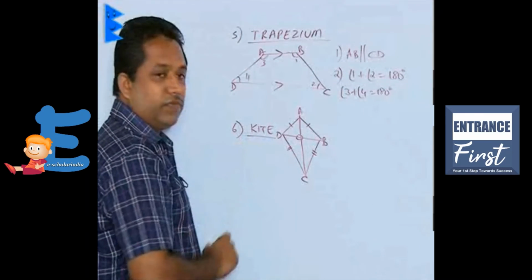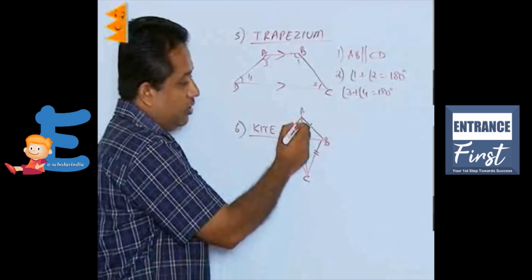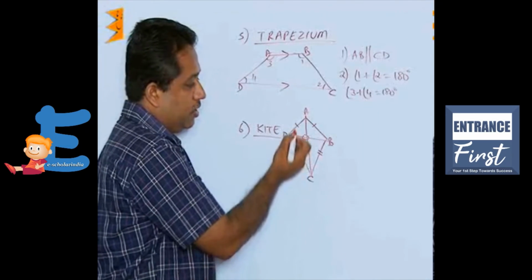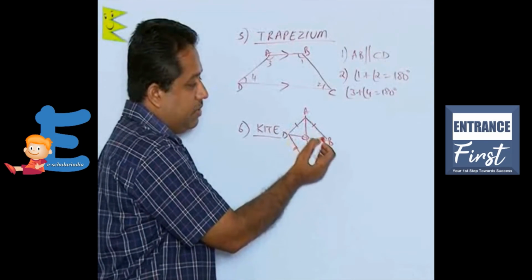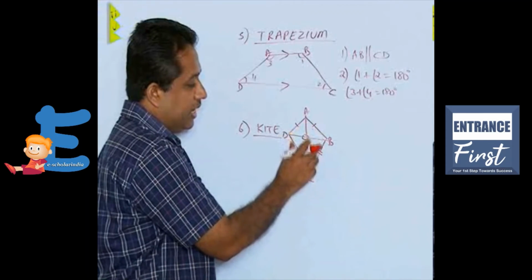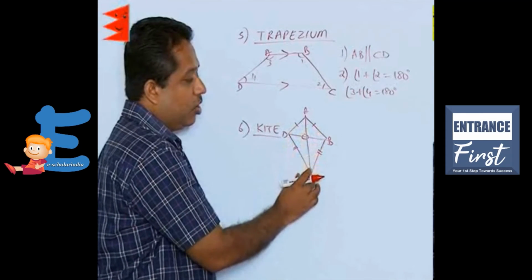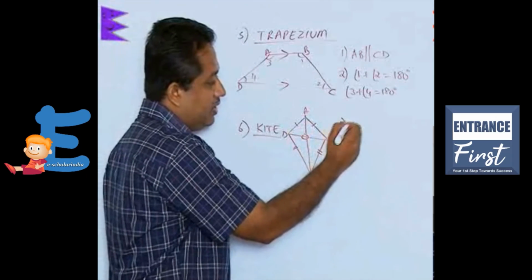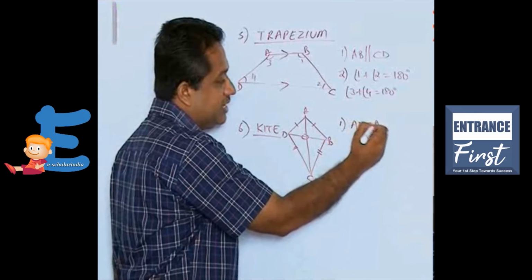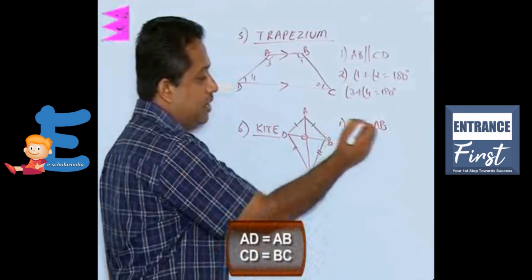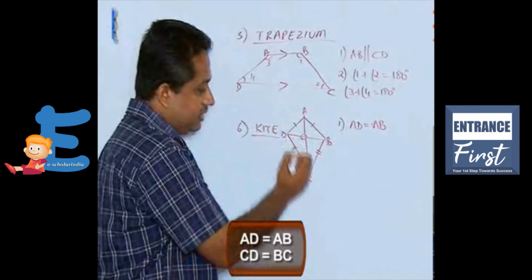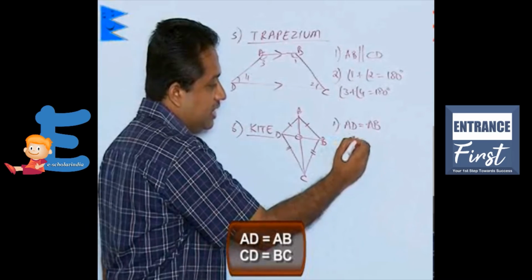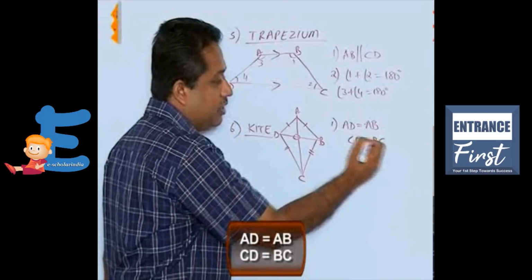Next, the properties of a kite. Look at the figure of a kite. You find that AD and AB are equal, but the tail of the kite is longer as compared to the top portion. So here we have the two upper sides, adjacent sides, AD and AB equal to each other, and the adjacent sides here CD and BC equal to each other.